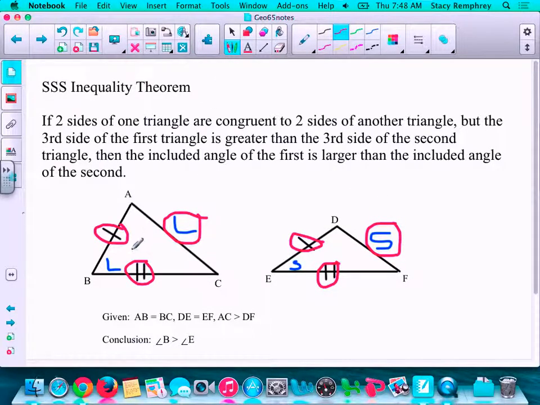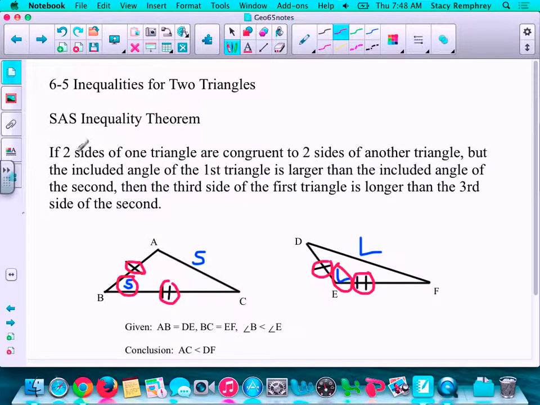Then your conclusion is going to be that the angle opposite is going to be larger than the angle opposite the other third side. Again, you need two sets of congruent sides, a comparison of the sides. So for SSS inequality theorem, everything is having to do with sides. Where when we did SAS, it was sides, sides, and angles, again being the included angle.